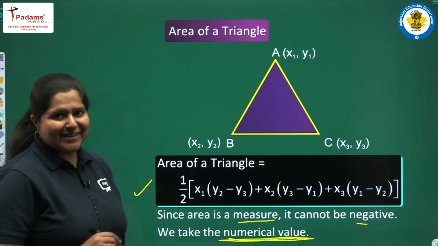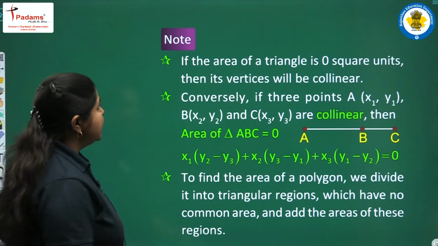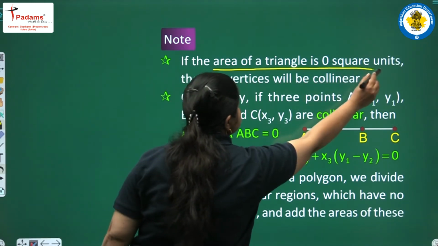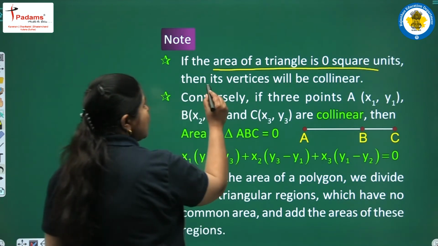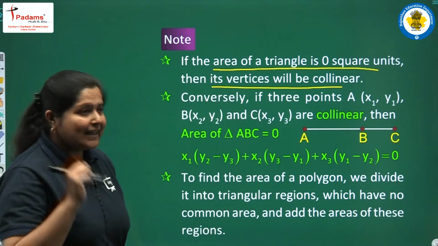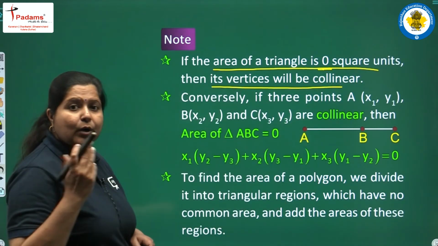I hope it is clear to you. Now we have some major points related to this formula. The first one is if the area of a triangle is 0 square units then its vertices will be collinear. What does this mean? अगर एरिया ट्राइंगल का 0 स्क्वायर यूनिट्स है, अब ये 0 कब होगा?